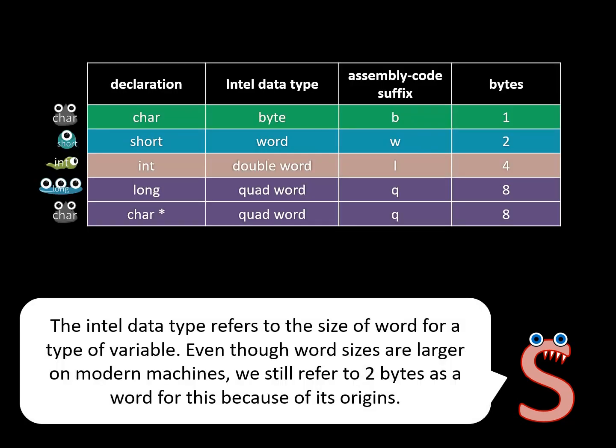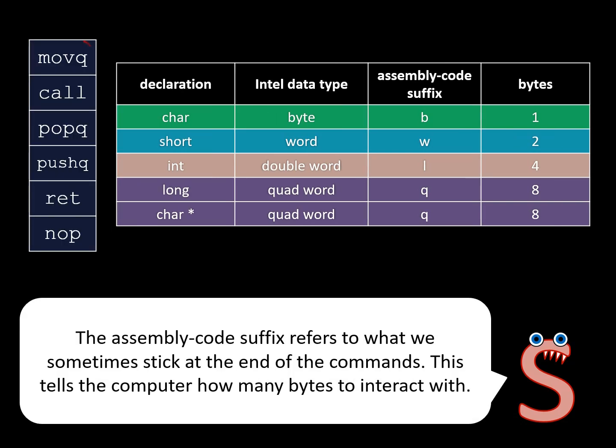The Intel data type refers to the size of the word for a type of variable. Even though word sizes are larger on modern machines, we still refer to 2 bytes as a word because of its origins. The assembly code suffix refers to what we sometimes stick at the end of commands. This tells the computer how many bytes to interact with.